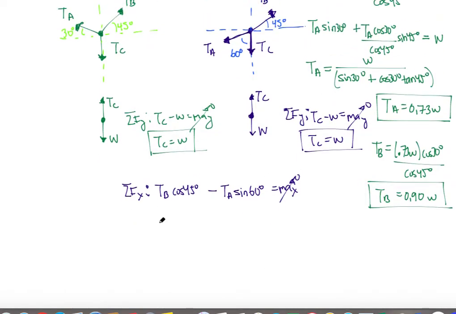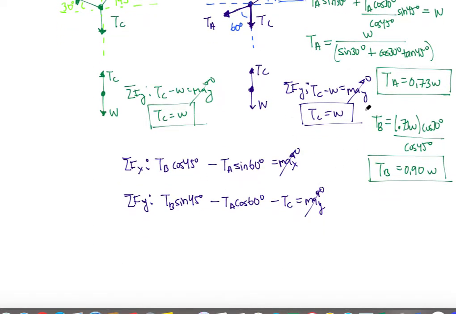And then in the y direction, I have tension B times the sine of 45 degrees minus tension A times the cosine of 60 degrees minus tension C is equal to MAY, which is also 0. So we have to go through the same process.